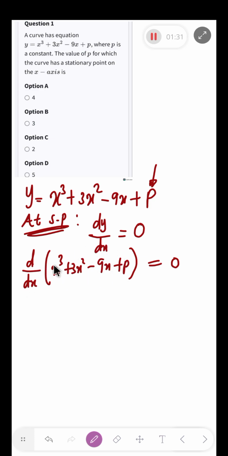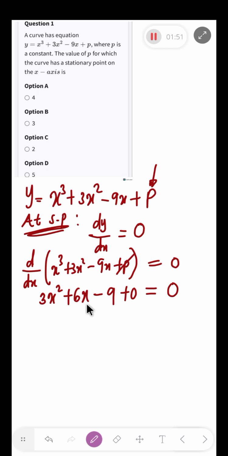Now, if I differentiate x cubed with respect to x, that should give us 3x squared. You are familiar with that. At the same time, if I differentiate 3x squared, I'll surely have 6x. Minus, if I differentiate 9x, I have 9. If I differentiate this constant, we have 0 in that case. Then equals what? 0.